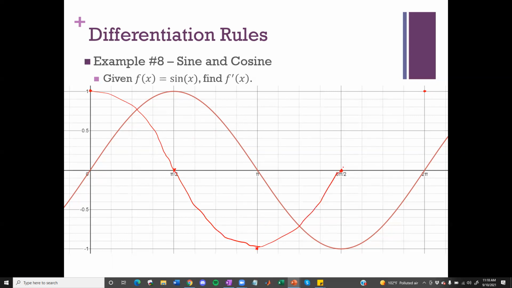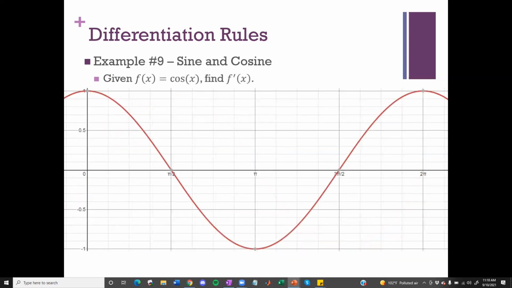does this look familiar to you? What is it? So that derivative is cosine of x. So the derivative of sine of x is cosine. Any questions here?